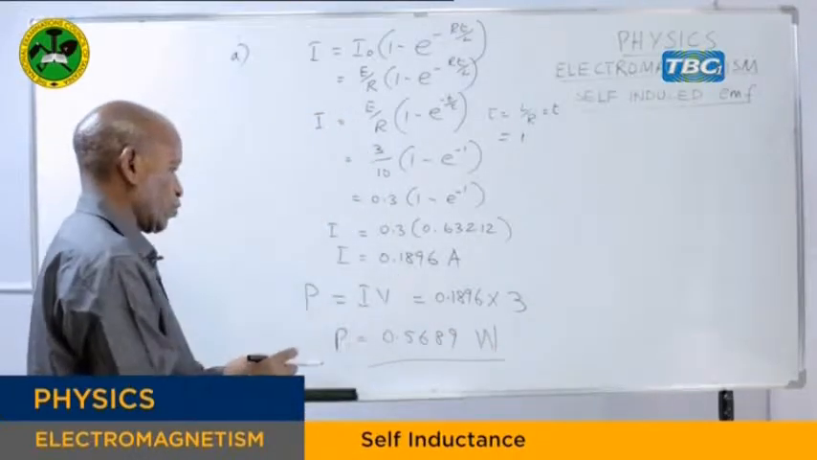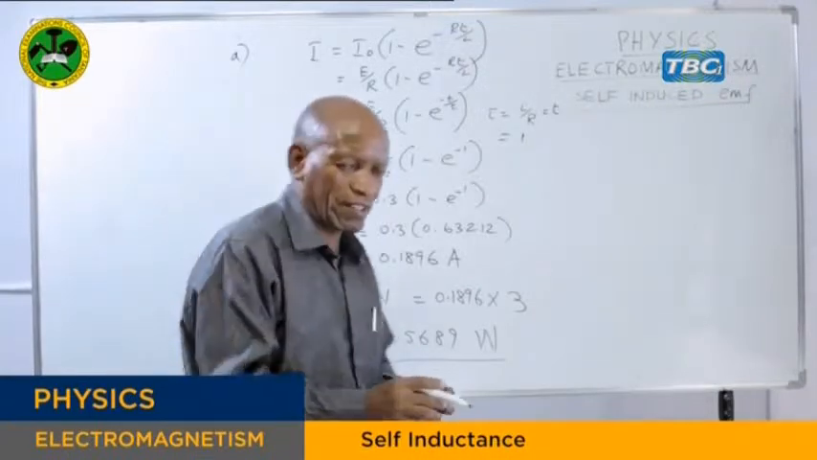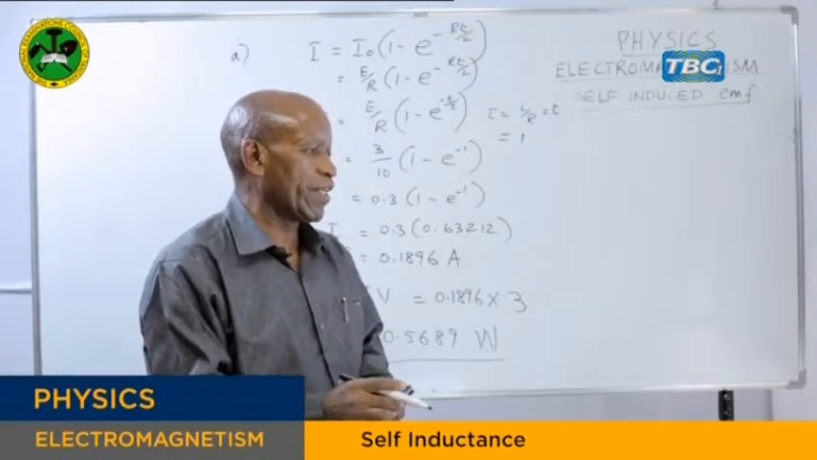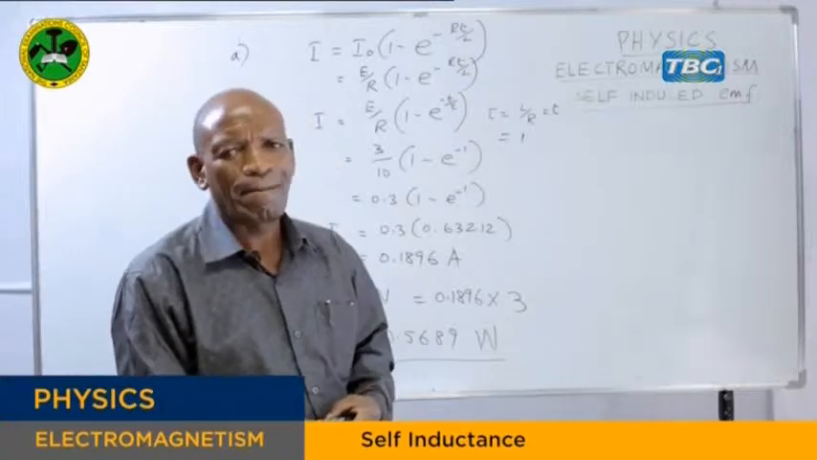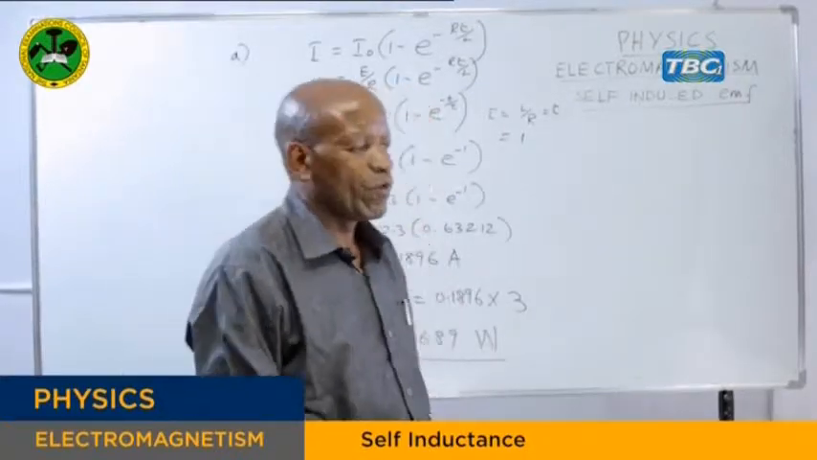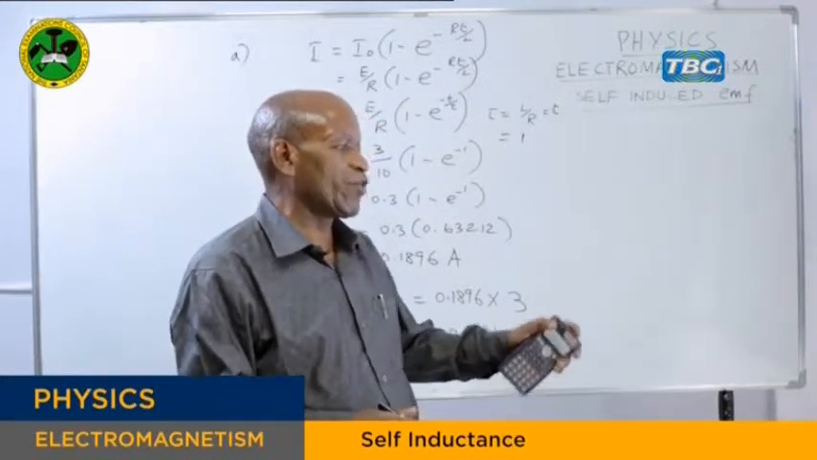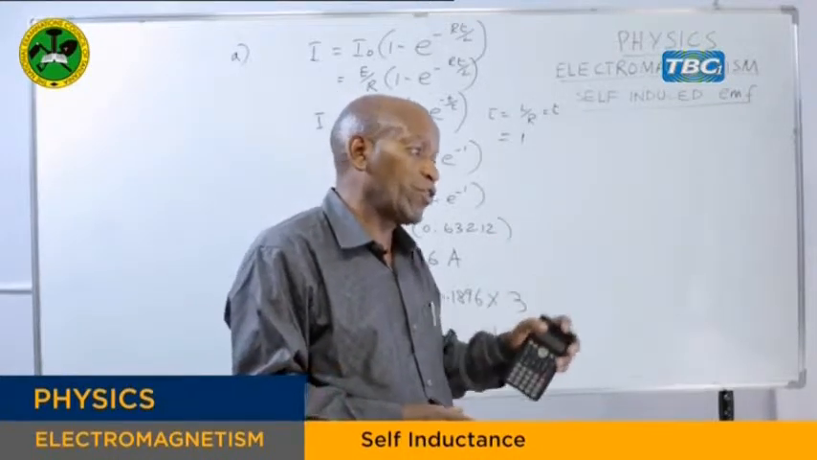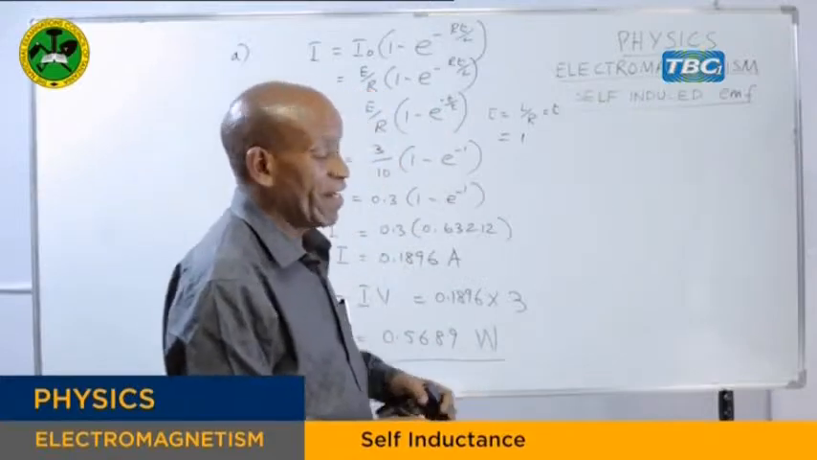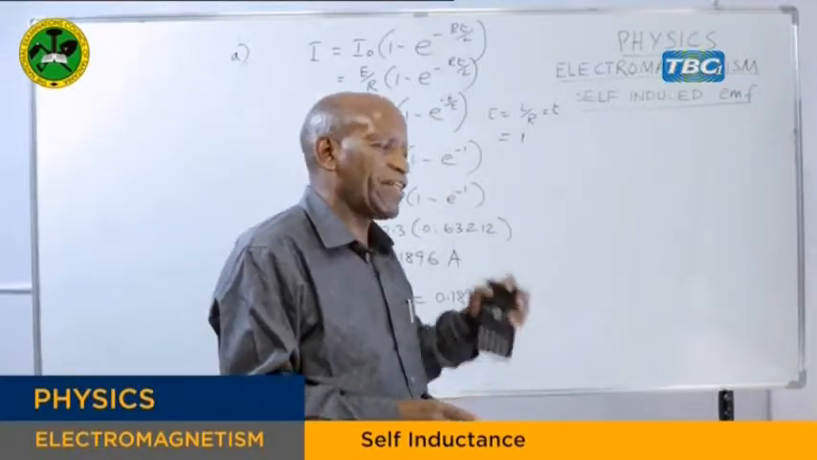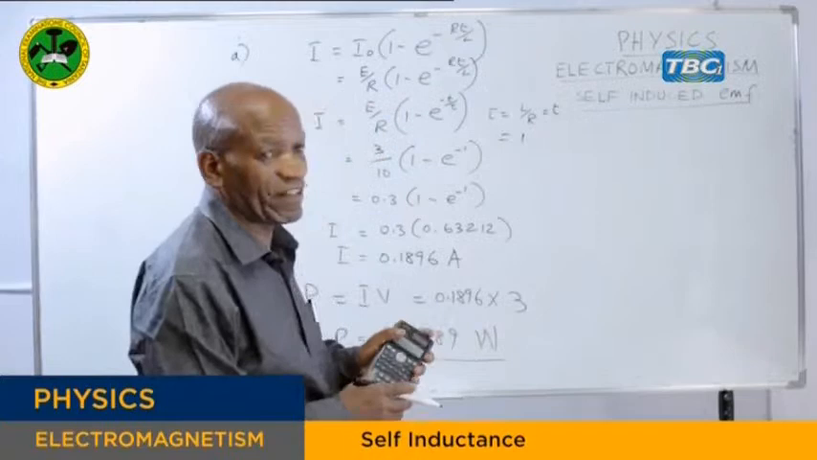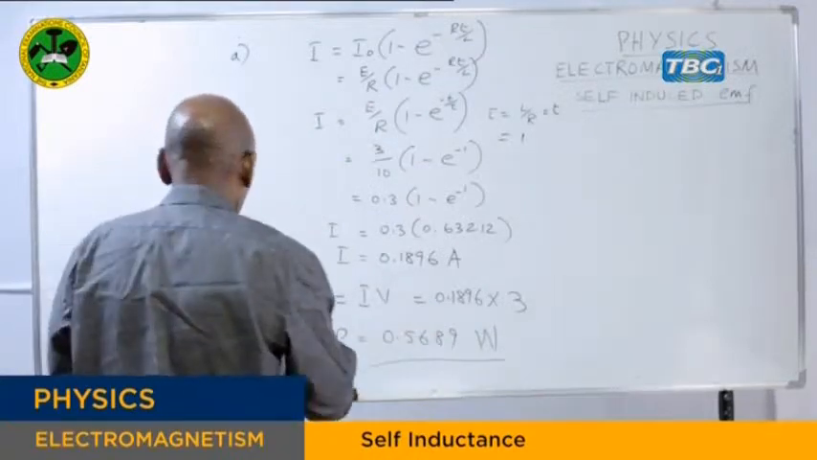Or rather take to be 0.60 watts. So this is the rate at which the energy is being delivered by the battery. Okay, again, we proceed to our second part, that is part B. We need to determine the rate at which the energy appears as joule heat in the resistor. This is also a power.